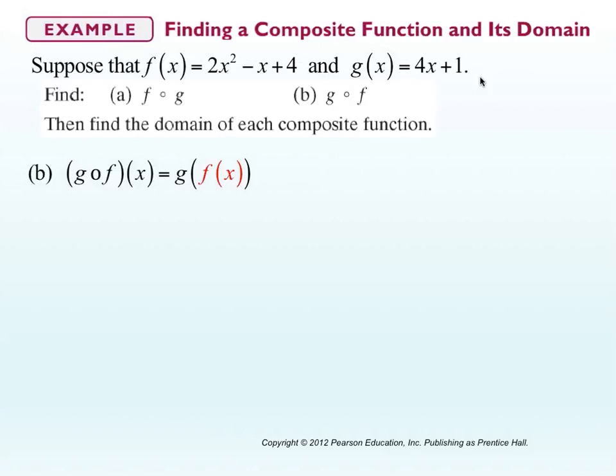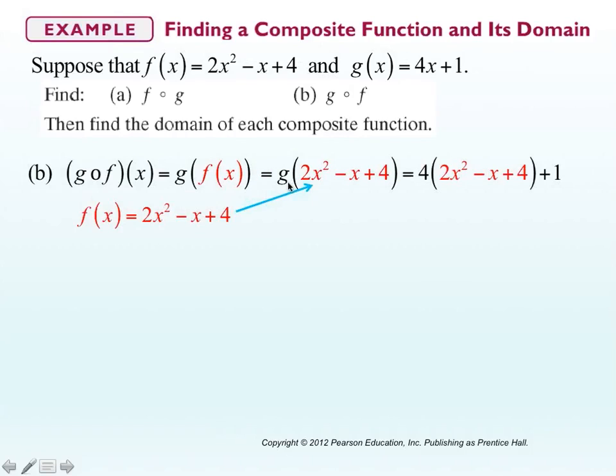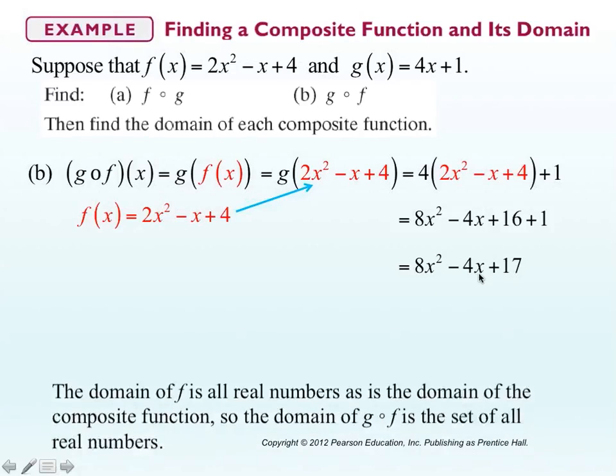Let's look at g of f of x. So that means we're going to take our f of x function, which is 2x squared minus x plus 4, and we're going to plug it into g. So we're finding g of (2x squared minus x plus 4). So that means we should take our g of x function, and everywhere we see an x, we're going to replace it by this right here. So we have 4 times (2x squared minus x plus 4) plus 1. So we just need to distribute and combine like terms. So we should get 8x squared minus 4x plus 17.